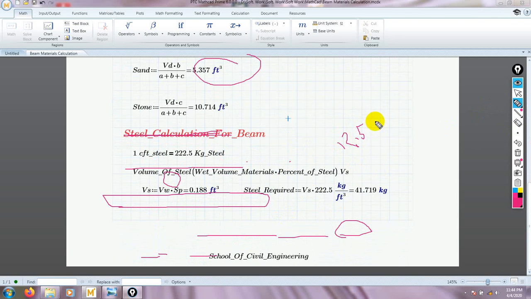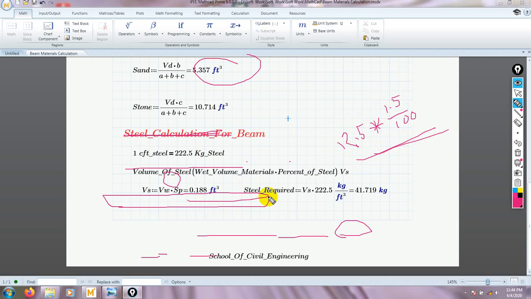Sorry for my writing, as I'm using a mouse, that's why it's showing like that. 12.5 is the volume, and we have to multiply it with 1.5%. 1.5% is 1.5 divided by 100. After that, if we calculate that, we'll find that value.